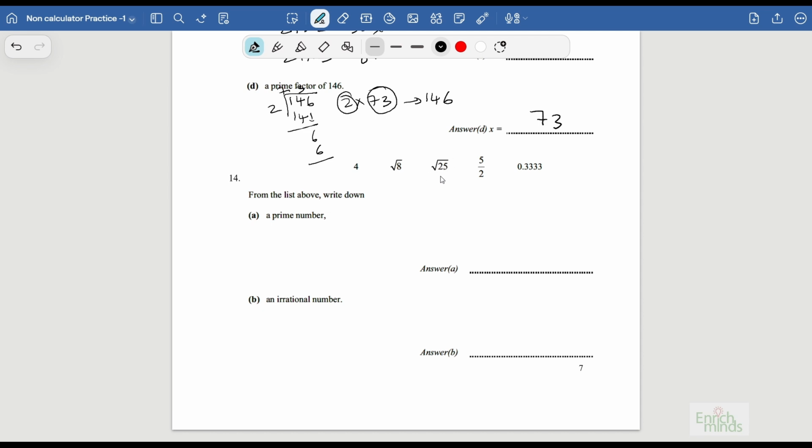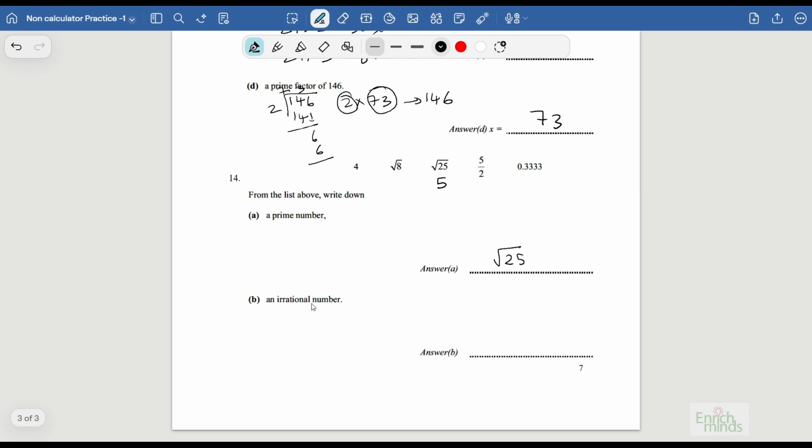What about root 25? The square root of 25 is 5, which is a prime number. So when you evaluate this, you're getting a prime number. So I can use root 25 as a number which is a prime number from this list.